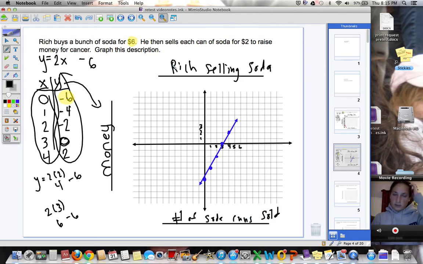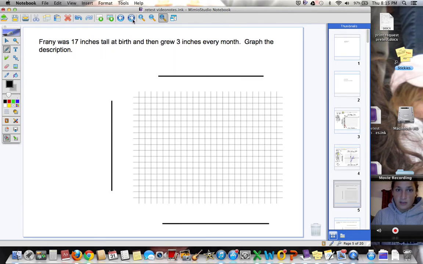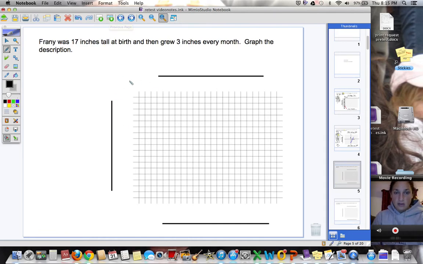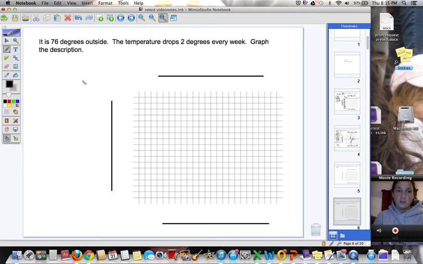So if you had to retake Learning Target 1, you should have taken notes on these two problems, and then I want you to either practice or write these down if you don't know how to do them and bring them in. This problem right here and this problem right here. You can pause it, copy it down, and do it, or just pause it and copy it and bring it in so we can help you.